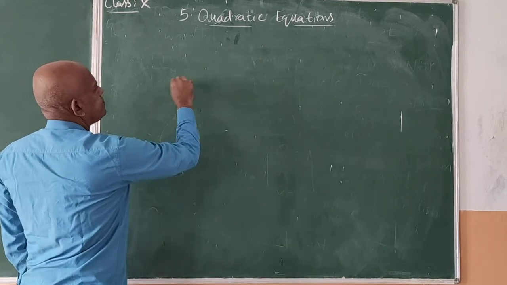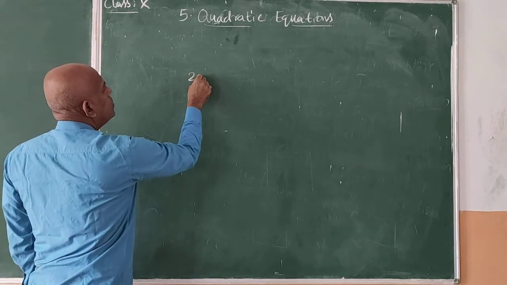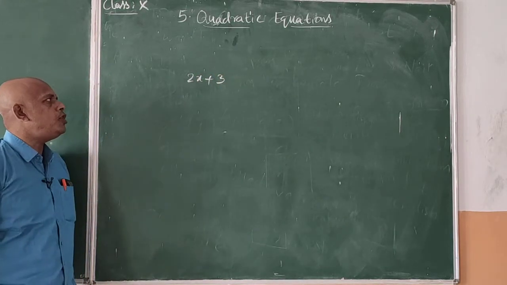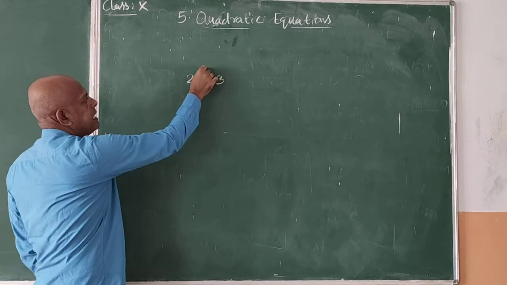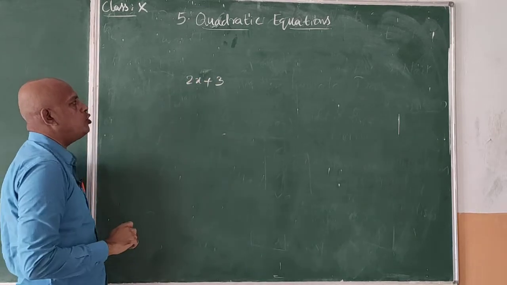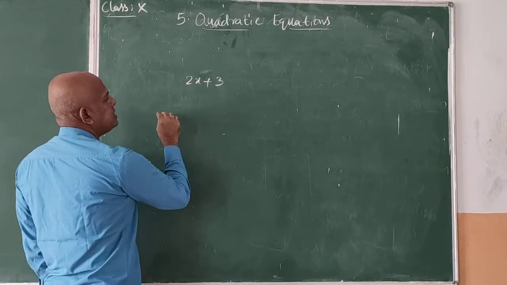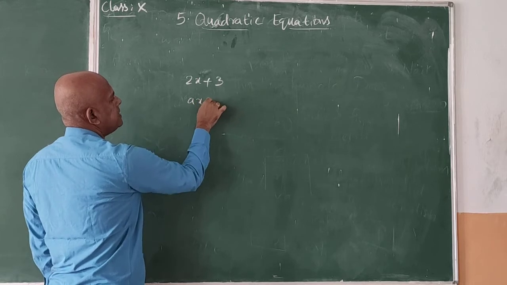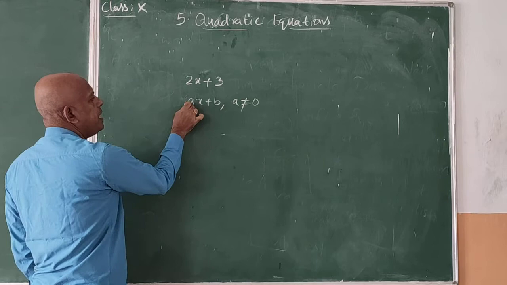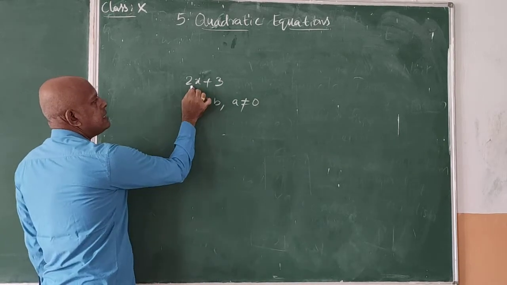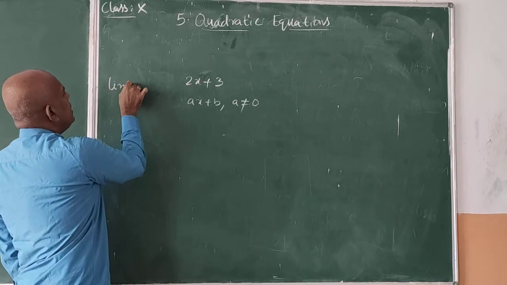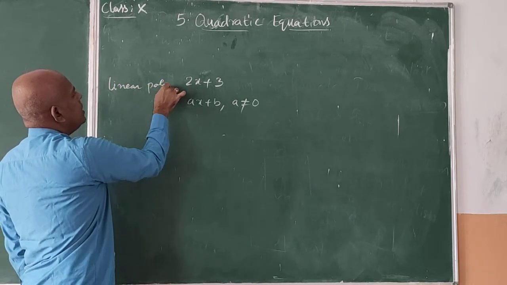First of all, if we take 2x plus 3, it is a polynomial. Which polynomial is it? Its degree is 1, since the power of x is 1, so it is a linear polynomial. The general form of this linear polynomial is ax plus b, where a is not equal to 0. A is the leading coefficient. This is the example for a linear polynomial.